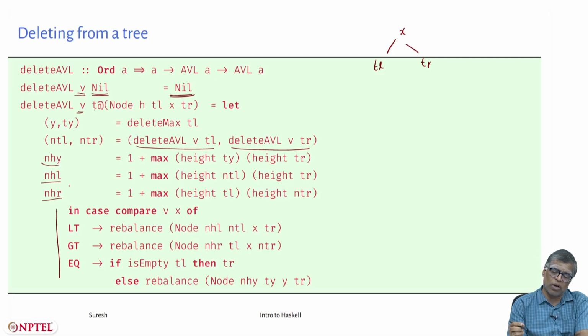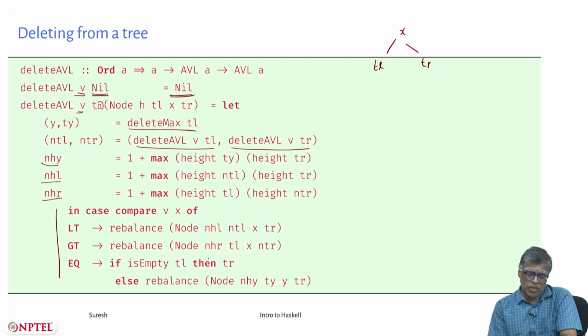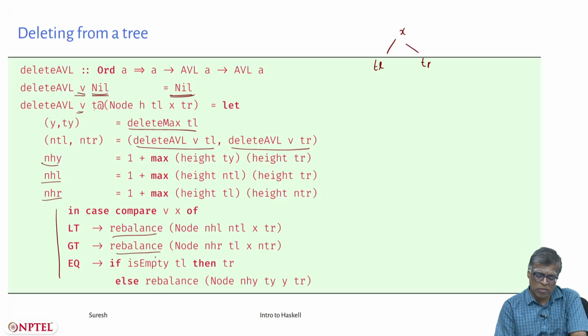Fine. So, even here I am saying delete max of TL, but delete max of TL might not be needed. If it is not needed, it will not be executed, okay. But the point is, if v is equal to x, then if TL is empty, you just keep it to be TR, else you do node NHY TY Y TR, which is the delete max this thing, and at every stage, if you have replaced something, you have to rebalance. So in this case you have to rebalance.